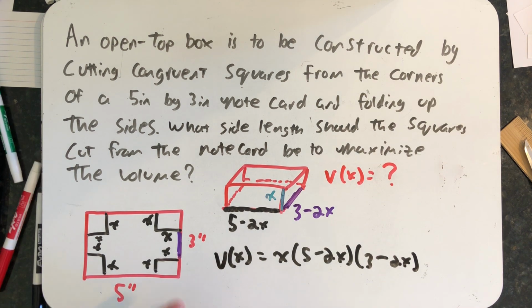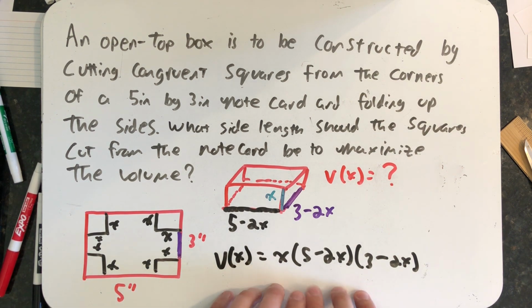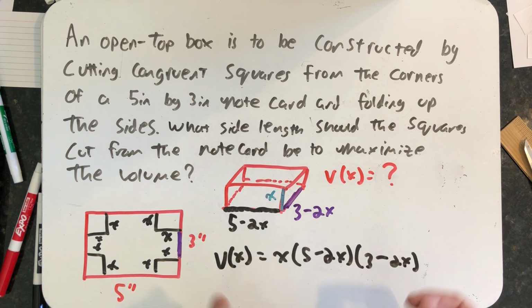All right, so I have a function for volume. What's even better is this is a continuous function for volume because it's a polynomial. So I'm thinking we can use the extreme value theorem to find out the absolute minimum and absolute maximum, but to use the extreme value theorem, I need a finite closed interval.